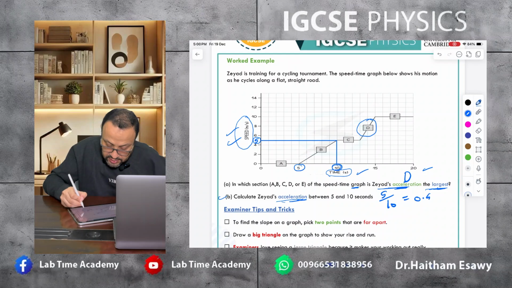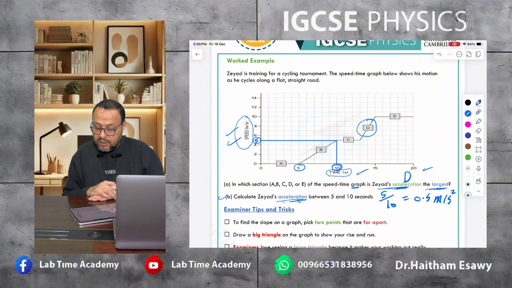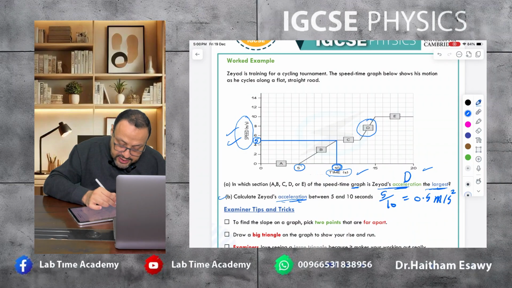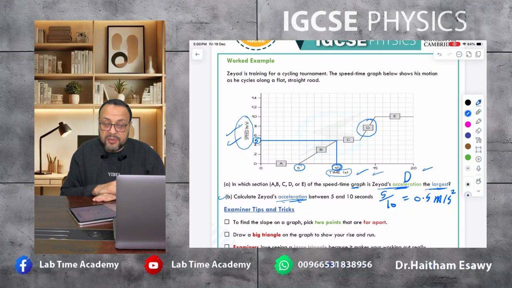0.5. He said the acceleration, so it will be meter per second squared. So the acceleration will be 0.5 meter per second squared, because the speed is in meter per second and the time is in seconds. So the acceleration will be meter per second squared.